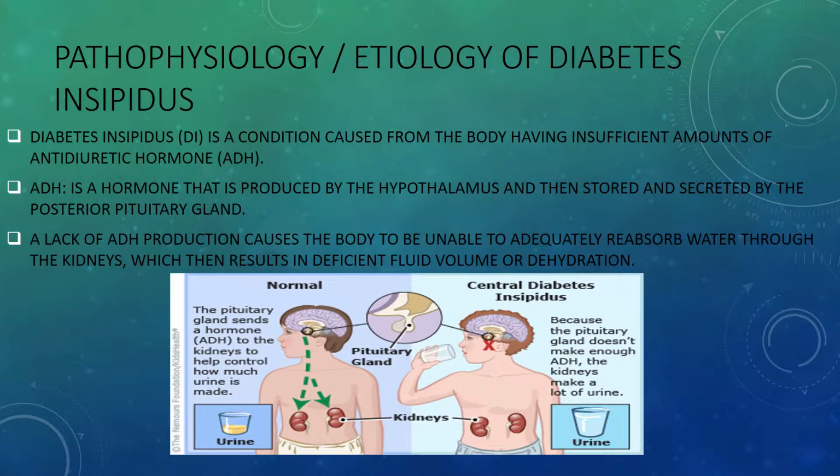This condition is caused by the body having insufficient amounts of the ADH hormone that is produced by the hypothalamus and then stored and secreted by the posterior pituitary gland. If we lack this production, the body is unable to adequately reabsorb water through the kidneys, which causes deficient fluid volume and dehydration. This is a rare disease that affects fewer than 20,000 people. It is caused by a variety of things like tumors and trauma, and it can also occur from inherited defects or acquired conditions.